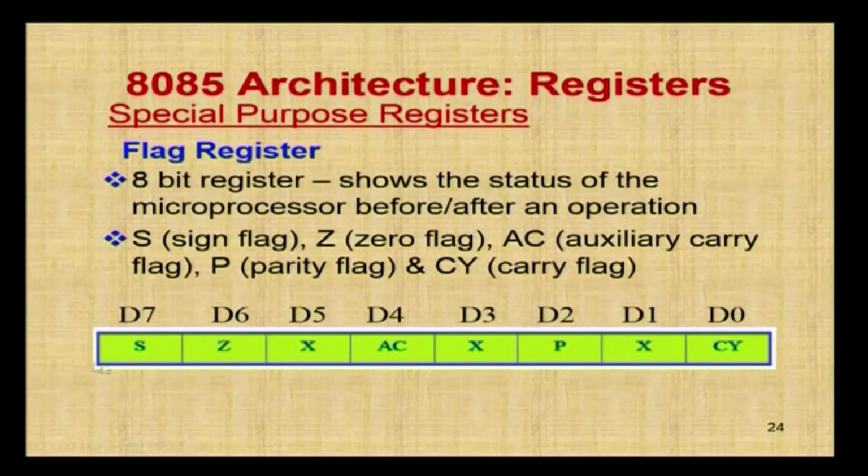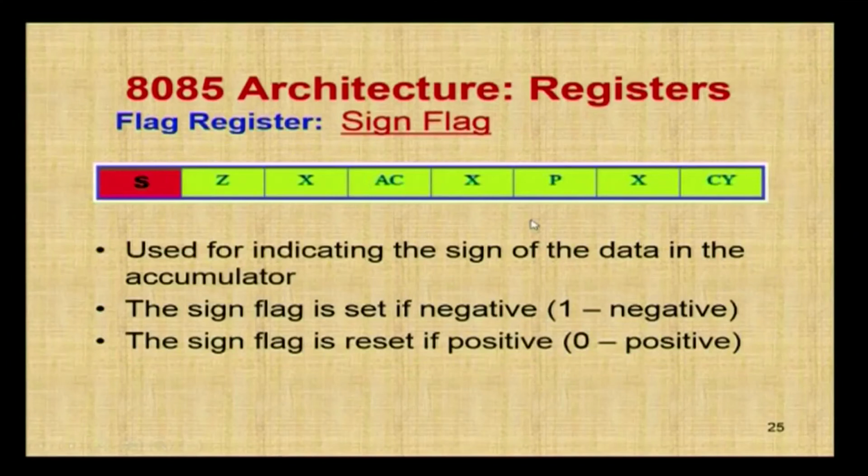They are given names as you see here: S, Z, X, X, and P, CY. X means it is not used. What is the meaning of these? S means sign flag, Z means zero flag, AC means auxiliary carry flag, P means parity flag, and CY means carry flag. What is the meaning of the sign flag, carry flag, and all these things? First, the sign flag, S.